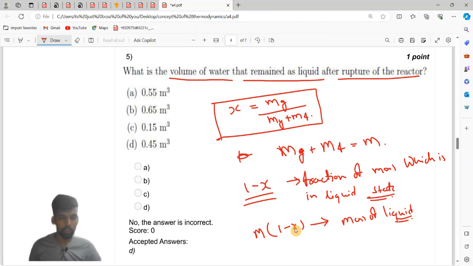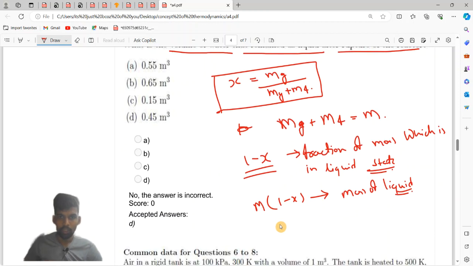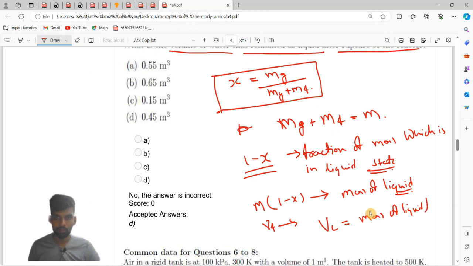So once we have the mass of liquid, and we know that our final state is at 200 kPa, we know that the specific volume of saturated liquid is Vf. So the volume of liquid will be equal to the mass of liquid times the specific volume of liquid.